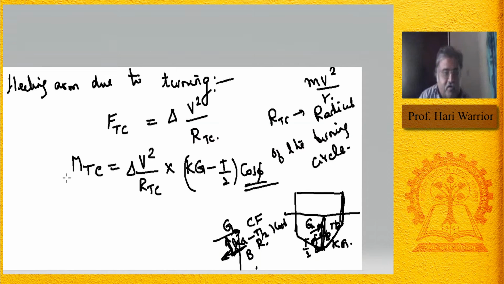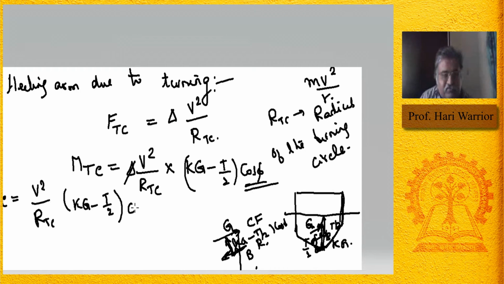So this is the moment due to turning, and the lever due to turning, LTC, will be this divided by the delta. Delta will go, so it will become V square by R TC into KG minus T by 2 into cos phi.